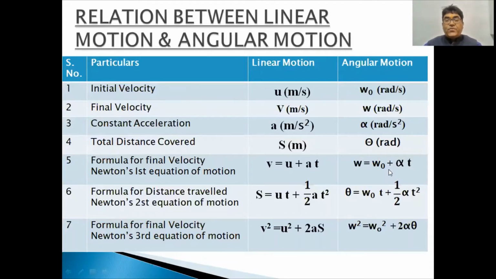Newton's second equation of motion, the formula for distance traveled. In linear motion, it is s is equal to ut plus half at square, and in angular motion, it is written as theta is equal to omega 0 t plus half alpha t square. Newton's third equation of motion: in linear motion it is v square is equal to u square plus 2as, and in angular motion it is omega square is equal to omega 0 square plus 2 alpha theta.